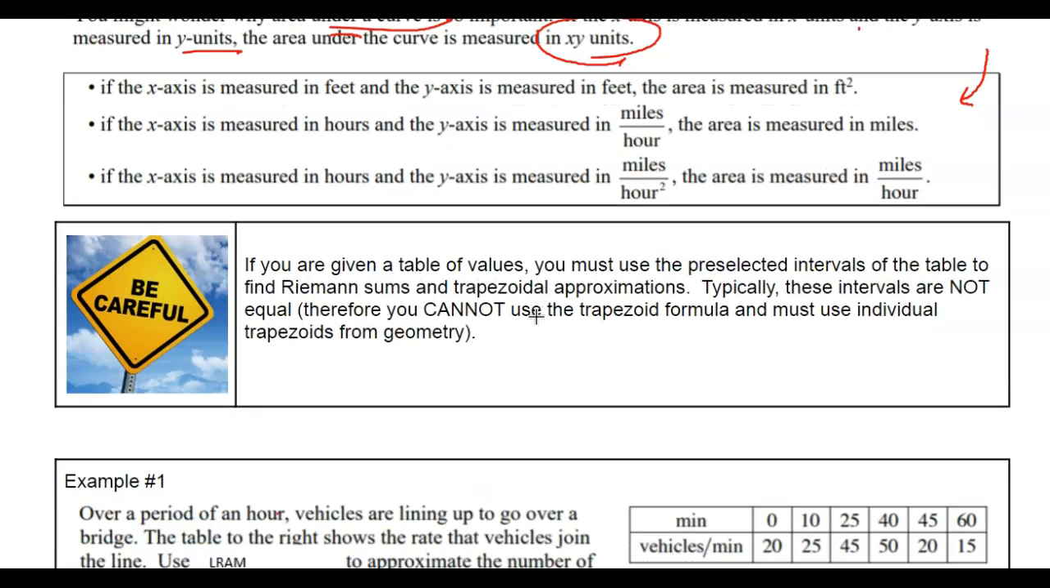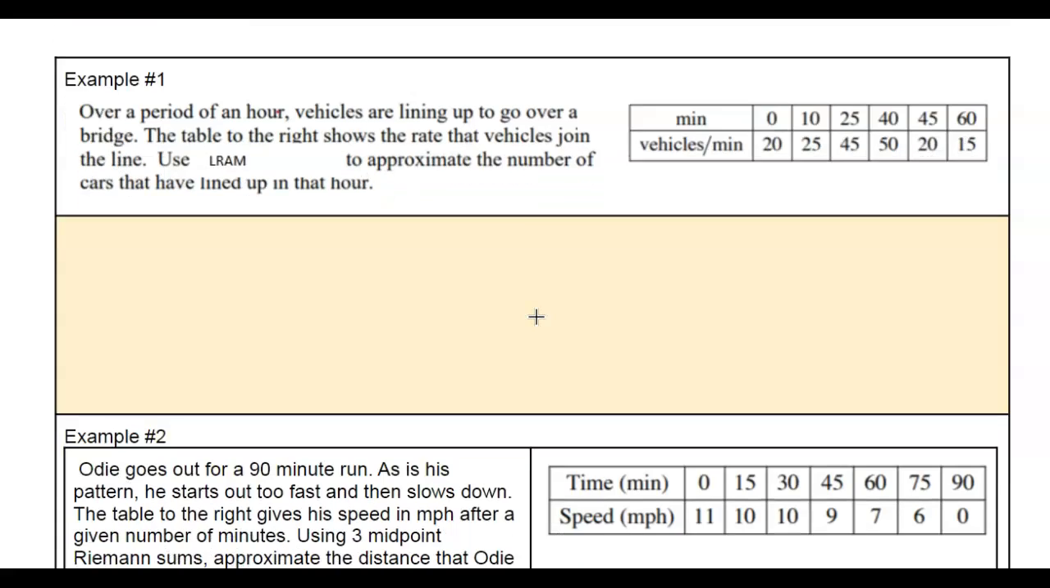So I did this on the trapezoid rule, but be careful. If you're given a table of values, you have to use the intervals that they have created. And so that especially becomes important on that trapezoid rule. So if the intervals are not equal, you can't use that shortcut formula. You'll have to do them all individually. Okay, so let's go over example 1.